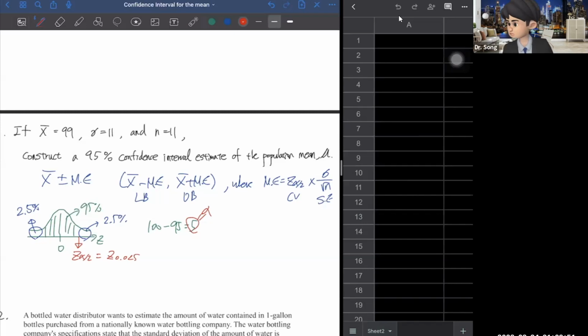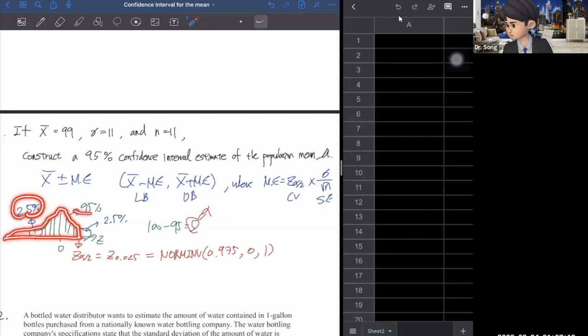Then can we find this Z.025? Yes, by using Excel. So here, norm inverse, 0.975, mean equals 0, standard deviation equals 1, then it gives you the Z.025, that's the critical value. And you may ask me, why did you put the 0.975 instead of the 0.025? Well, Excel is calculating from negative infinity to here, and when I put the 0.975, that is 2.5% plus 95%, then this shaded area is 97.5%. Then it gives me this number. Okay?